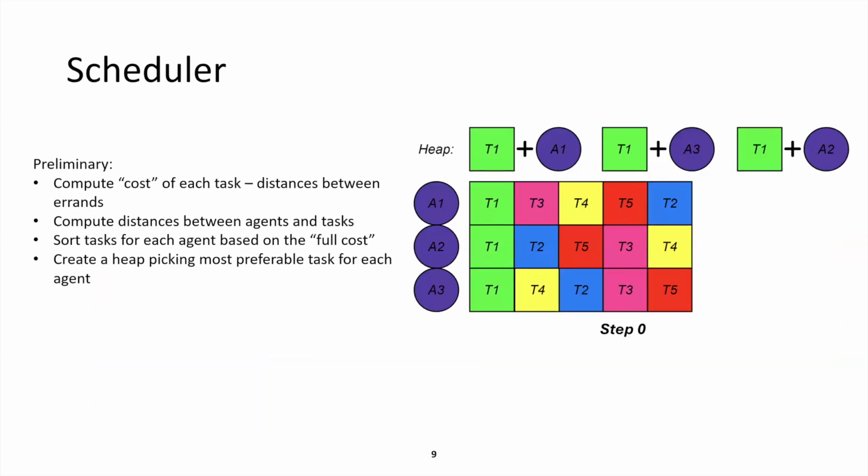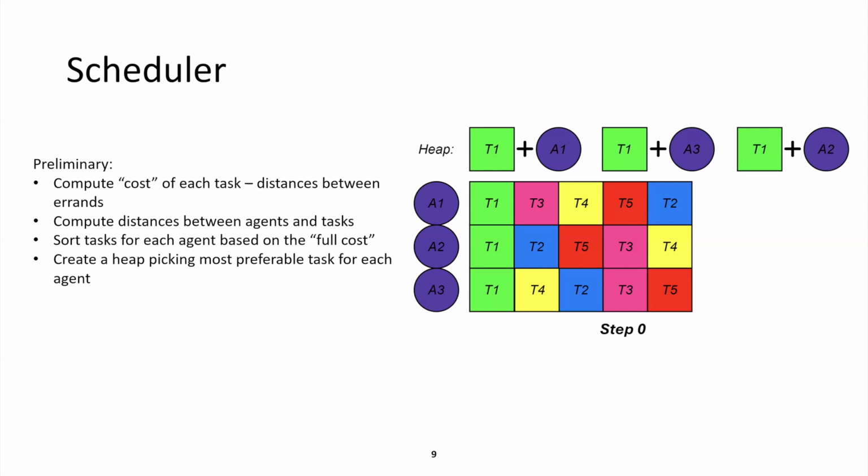Talking about the scheduler, we made the following approach. I will just show you some example. Preliminary, before we start to distribute tasks between agents, we compute some costs, like distances between errands, distances between agents and tasks, and sort these tasks based on the full cost that takes into account both the distance to the task and the cost of the task.